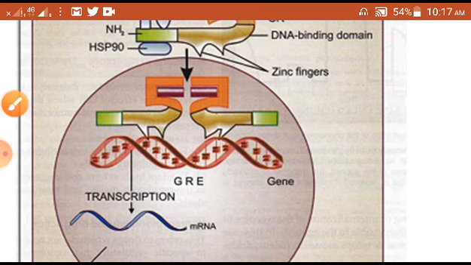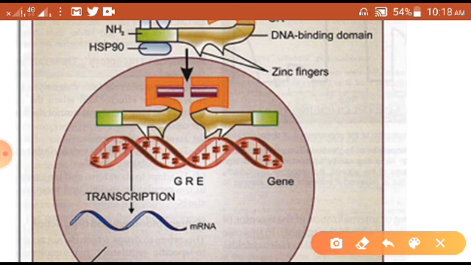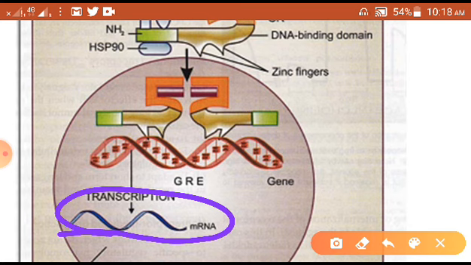Now this dimer form of the receptor is going to attach to the DNA at particular specific points on this DNA through these zinc fingers, right? So by using the zinc fingers, it will attach to the DNA. And why attach to the DNA? It will modify something, and after the modification, it will form the new mRNA. Why am I saying new mRNA?